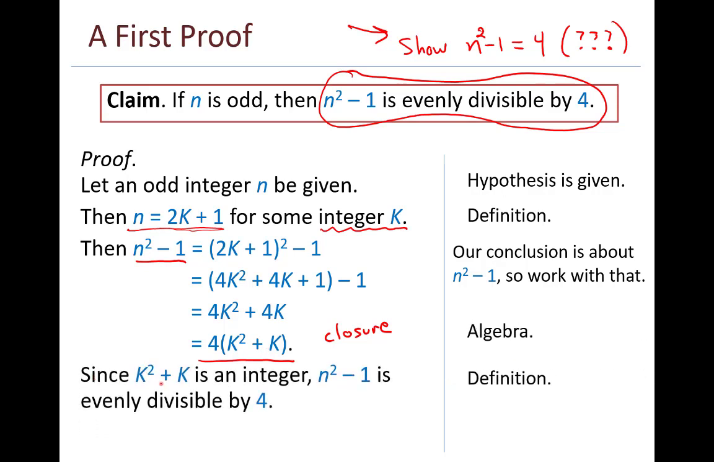Since k squared plus k is an integer, n squared minus 1 is evenly divisible by 4 by that definition of divisible by 4. And that is the end of the proof. I see my conclusion there, and I'm done. And we often use that solid square as an end of proof symbol.